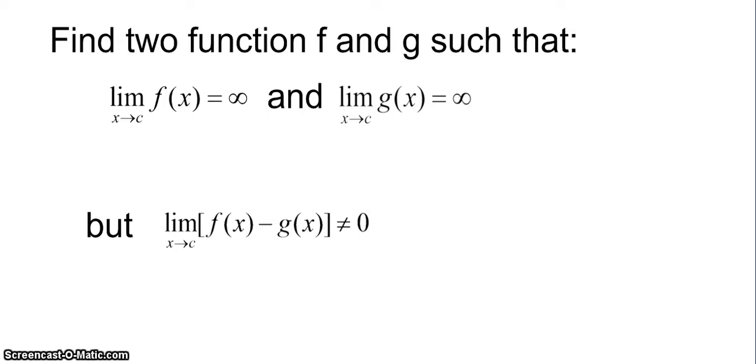Alright, so now I want you to find two functions f and g such that the limit as x goes to c of f of x equals infinity, and the limit as x goes to c of g of x equals infinity, but the limit as x goes to c of f of x minus g of x does not exist. There are many correct answers. Pause the video, unpause when you're ready to check your work.